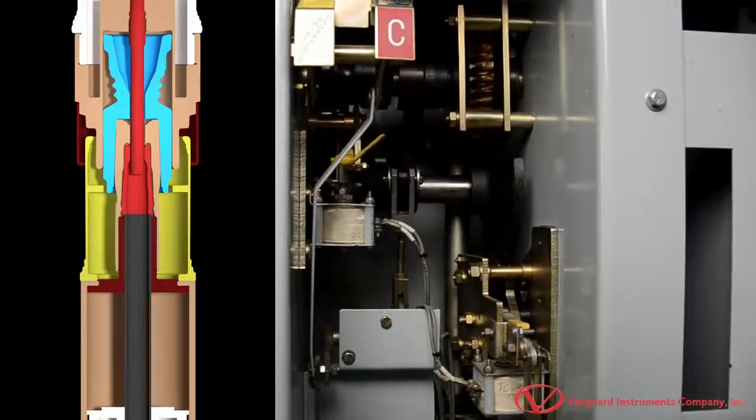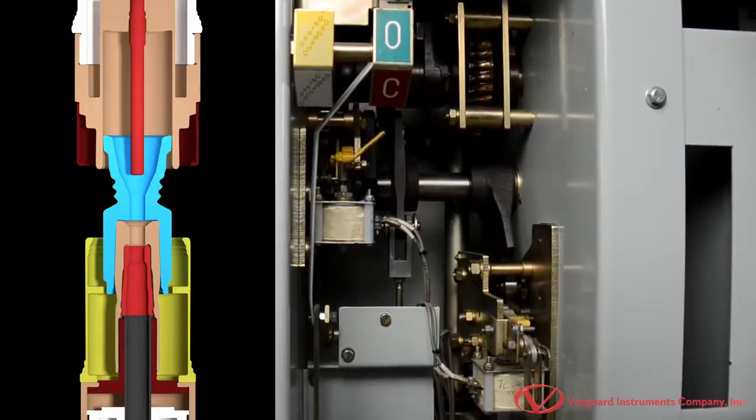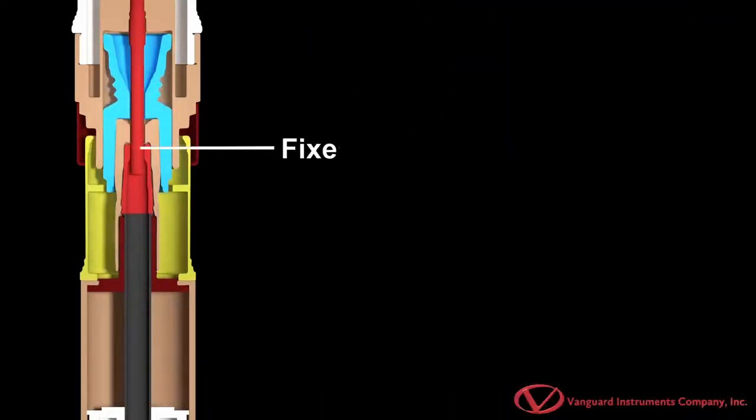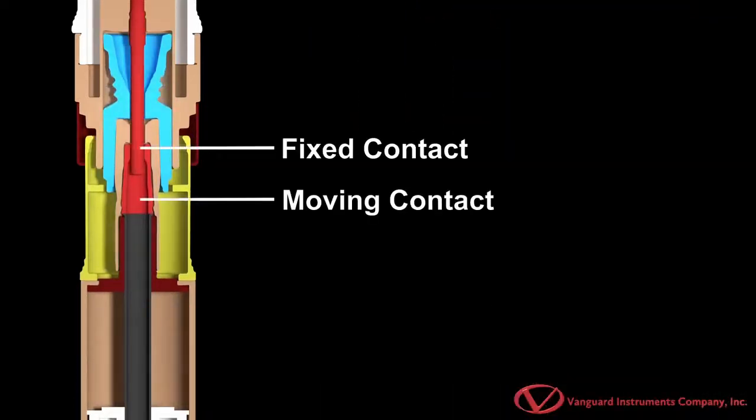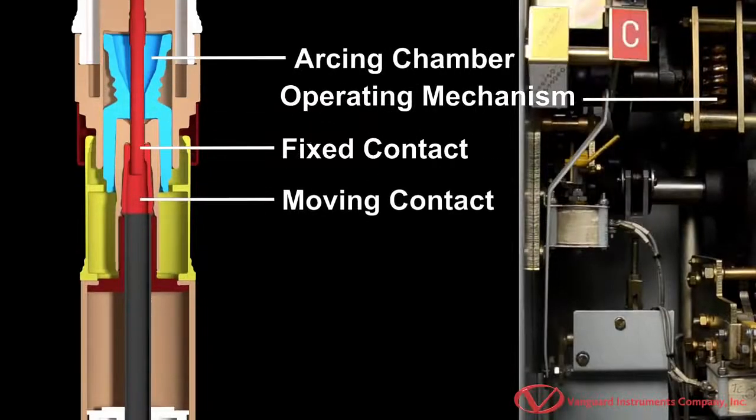Ideally, in the closed position, a circuit breaker should act as a perfect conductor to ensure optimal current flow. In the open position, an ideal breaker should act as a perfect insulator and should be able to break the current instantaneously. Circuit breakers feature fixed and moving contacts that are housed in an arcing chamber and are opened or closed by an operating mechanism. The breaker's operating mechanism controls the moving contact to quickly open or close the circuit.